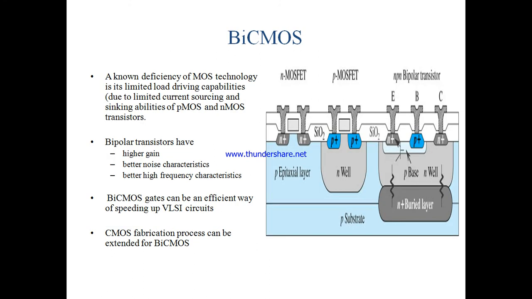And the next technology is the BiCMOS technology. A known deficiency of MOS technology is its limited load driving capability due to the limited current sourcing and sinking abilities of PMOS and NMOS transistors. Bipolar transistors have higher gain, better noise characteristics, and better high frequency characteristics. BiCMOS gates can be an efficient way of speeding up VLSI circuits. The CMOS fabrication process can be extended for BiCMOS.